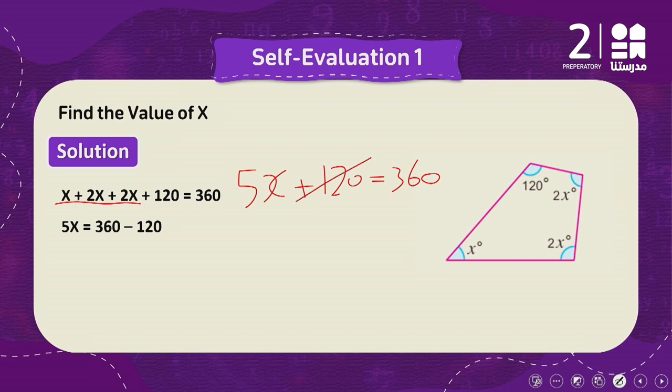Take out 120 from this side. So subtract 120 from both sides. So 5x will be 240. Now let's divide by 5. x will be 48. So this angle is equal to 48. If you need to find this angle, multiply 48 by 2, but here we just need x only.